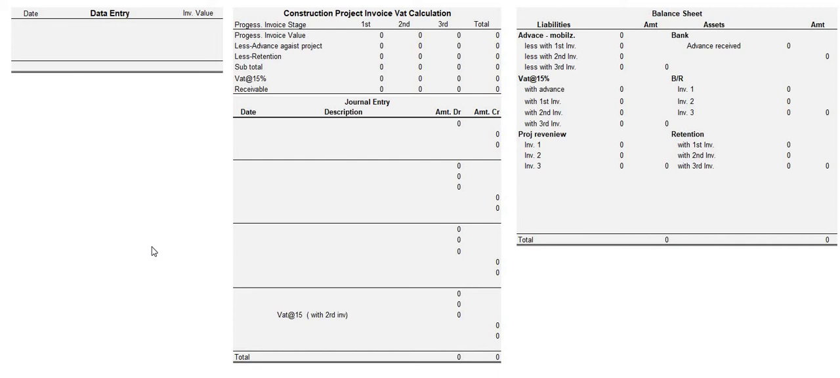In this presentation, the total contract amount is 100,000. Mobilization advance is 20%, that is 20,000. Okay, 20% of 100,000 is 20,000, and the retention amount is 10%. It means 10,000. Here I'll show you the completion of the project through its four stages of invoicing.